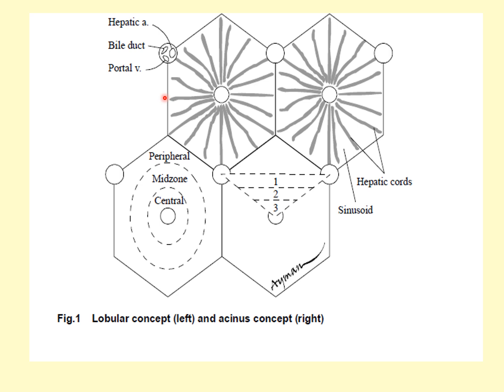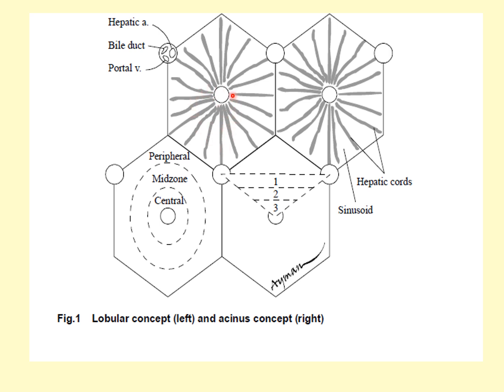So blood comes from the hepatic artery and the portal vein through the sinusoids to the central vein. So where will the most blood be? In the peripheral part near the portal triad, and the least here in the central part. So where are the chances of necrosis more?